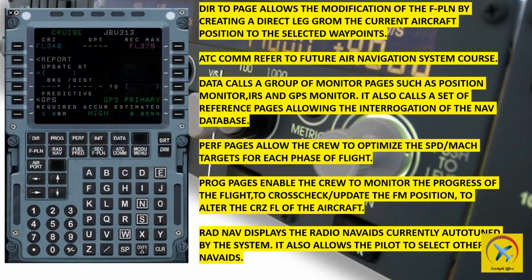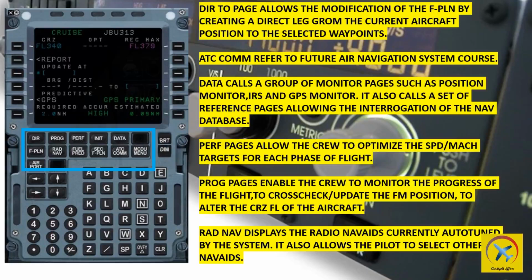engines are started. Flight plan page A displays the time, speed, and altitude predictions at each waypoint of the active flight plan. Flight plan page B shows the wind forecast and estimated fuel on board for each waypoint of the flight plan. Both pages also display the distance, bearing, and track between these waypoints.